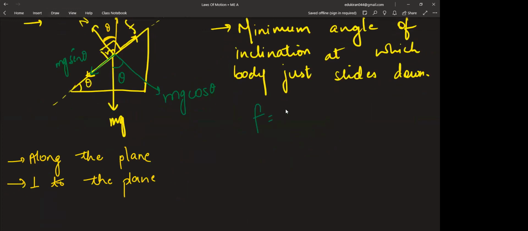Now see, frictional force is mu n. What is your normal reaction equal to? Normal reaction is equal to mg cos theta. N is equal to mg cos theta. Frictional force is equal to mg sin theta. You have these two equations with you, 1 and 2. Why have we resolved these two? Because we always want along the plane or perpendicular to the plane. This is how you have to solve, along the plane or perpendicular to the plane.